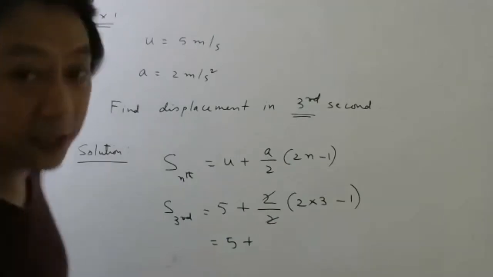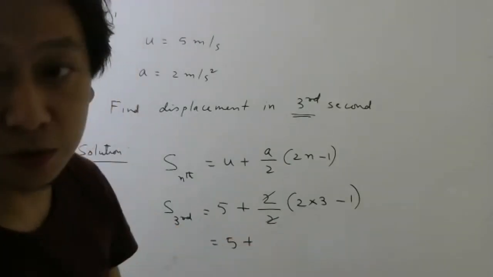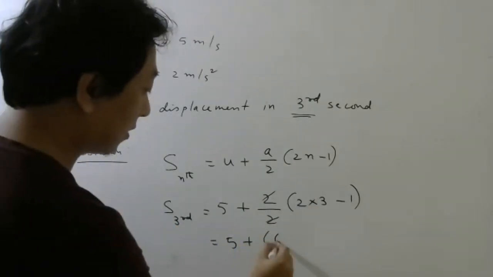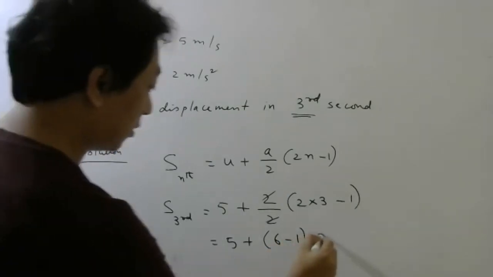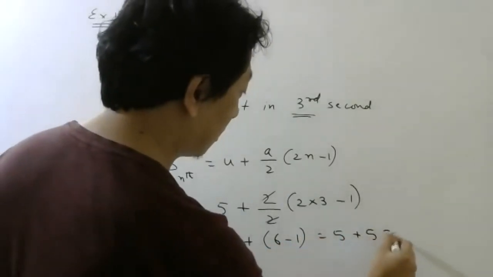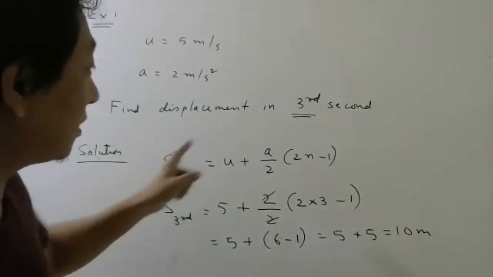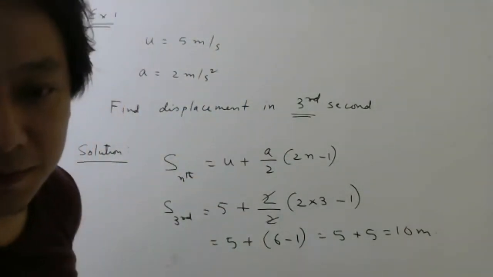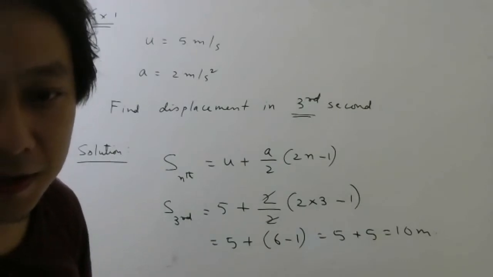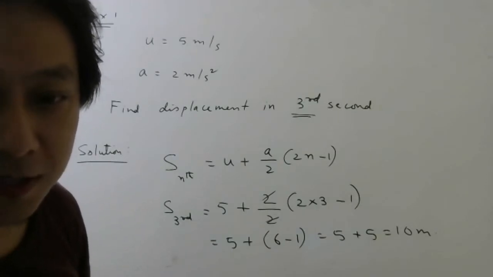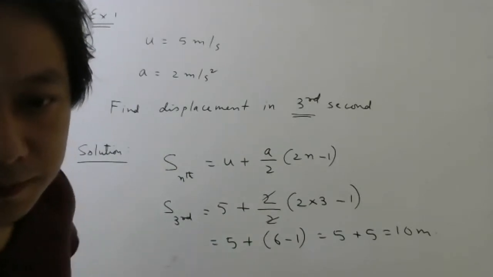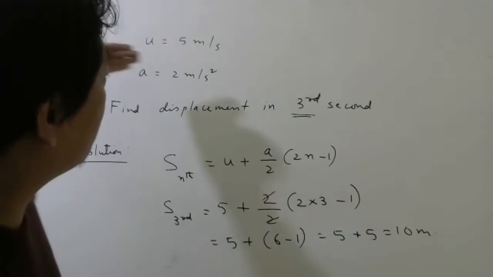5 plus... I have seen many students writing 2 into 2. This is 6 minus 1. So this will be 5 plus 5, 10 meters. What will be the distance traveled in the third second? Same or different? It will be the same because it is moving in a straight line.